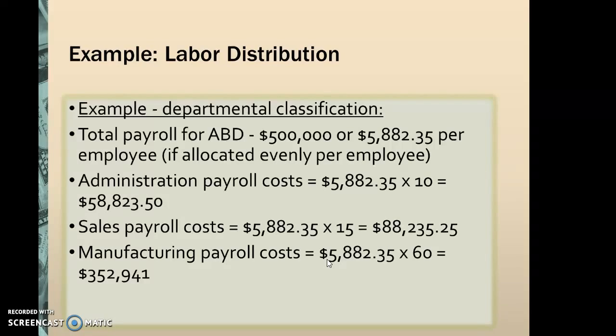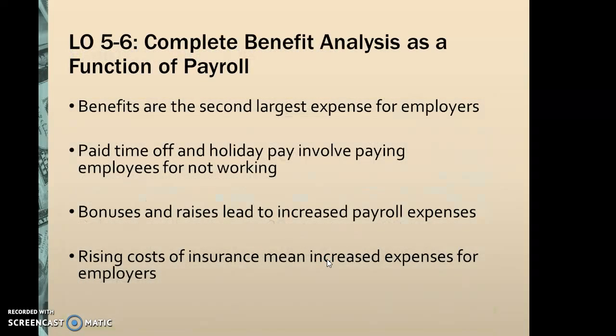So keep in mind that it is easier for companies to identify possible overruns and extra expenses if they do break it down by departmental classification. All right, learning objective number 6, which is on page 173 in your book. It's the last learning objective of the chapter. This is a complete benefit analysis as a function of payroll. This is very important that a company does this analysis, in order to make sure that the benefits are allocated and reported correctly. Benefits are the second largest expense for employers.